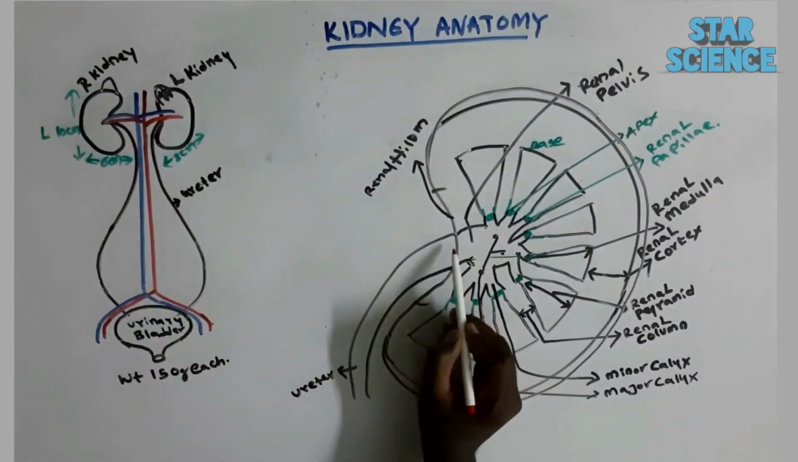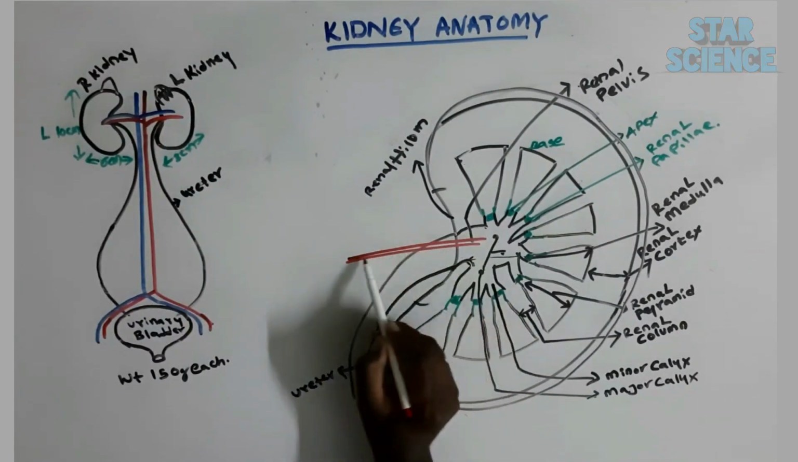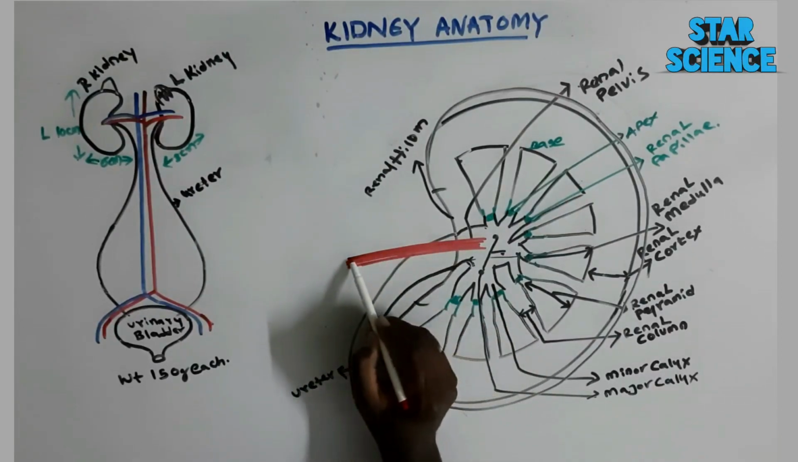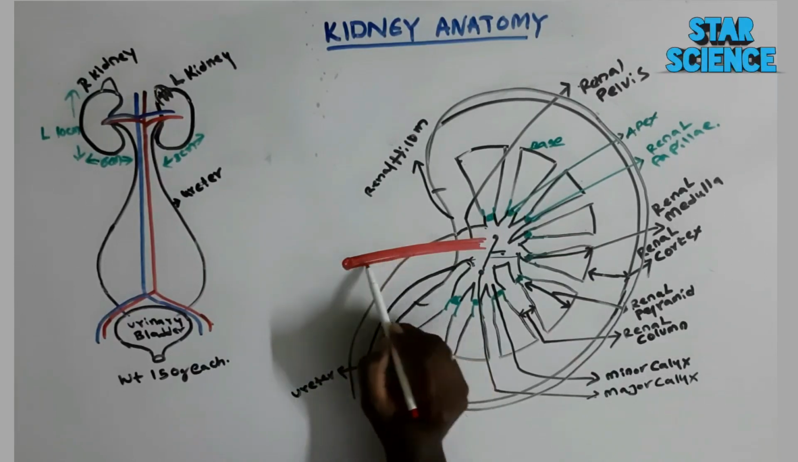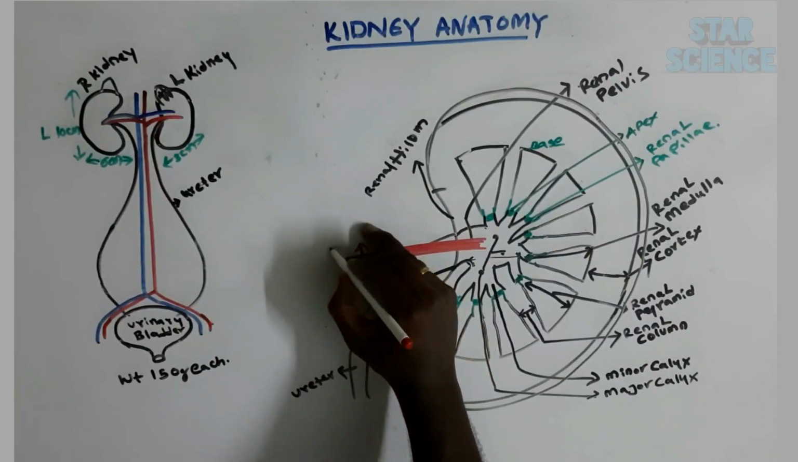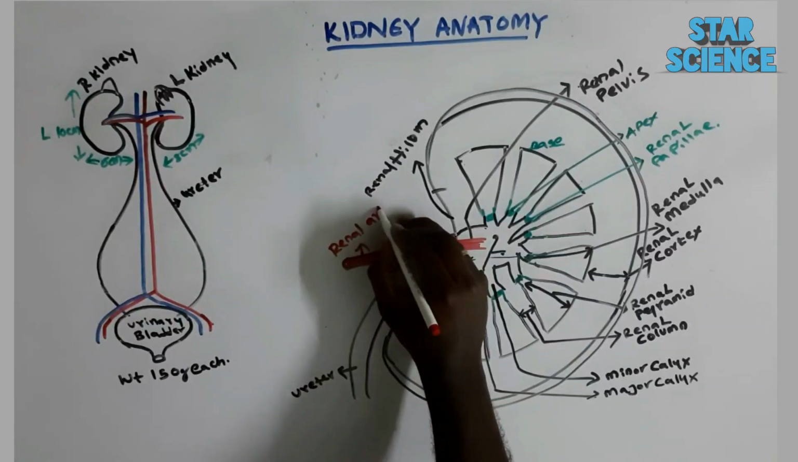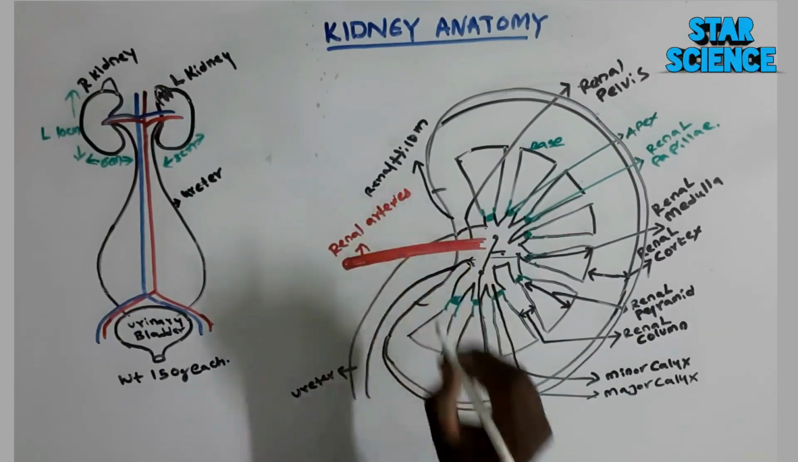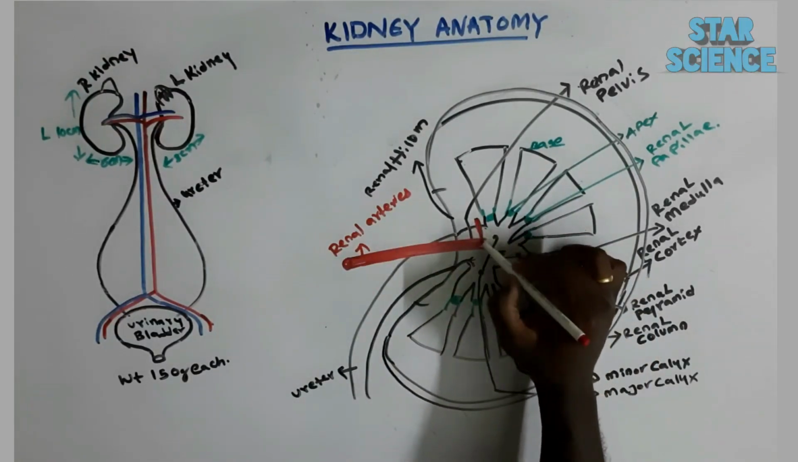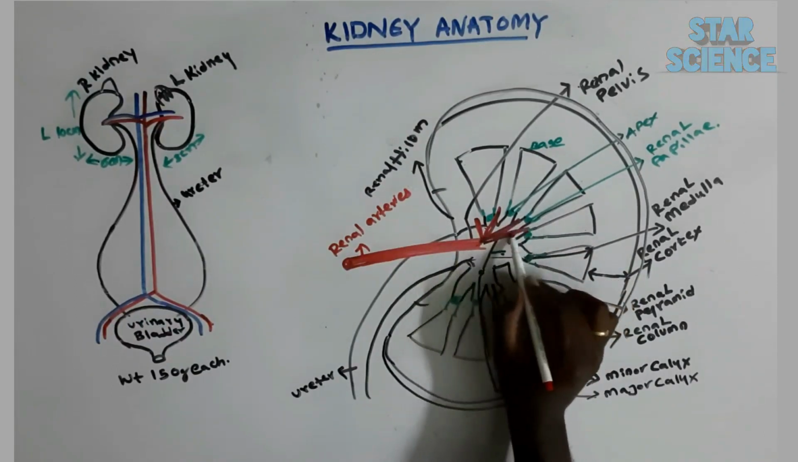And you have to remember the blood supply to our kidney. Right now I'm drawing. It is called the renal artery, which is a branch of our abdominal aorta, and it enters through the renal hilum.